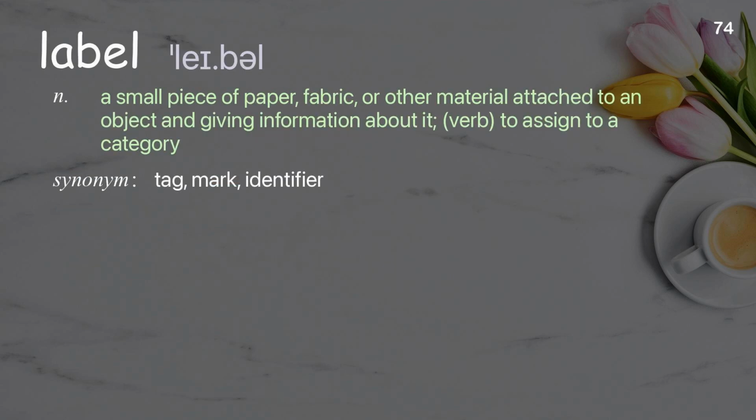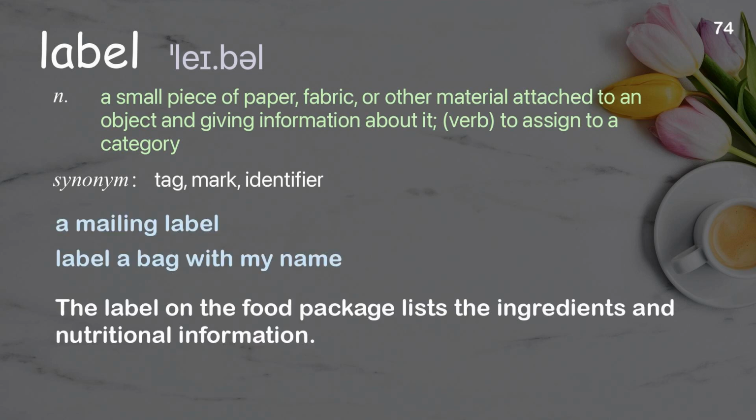Label. A small piece of paper, fabric, or other material attached to an object and giving information about it. Verb: to assign to a category. Examples: A mailing label. Label a bag with my name. The label on the food package lists the ingredients and nutritional information.